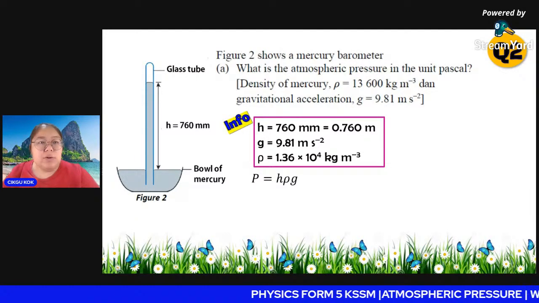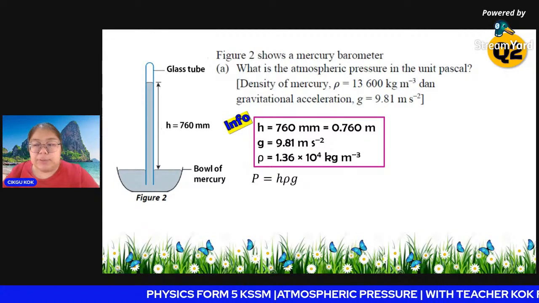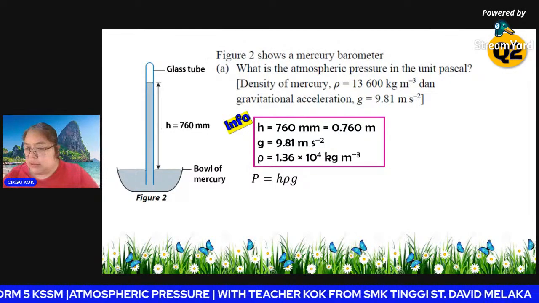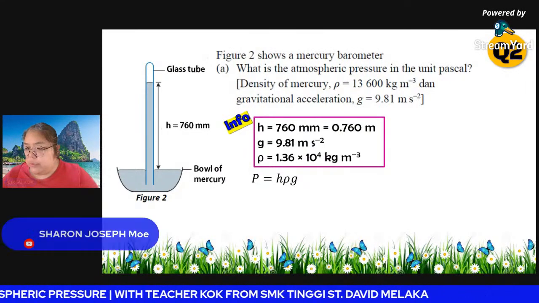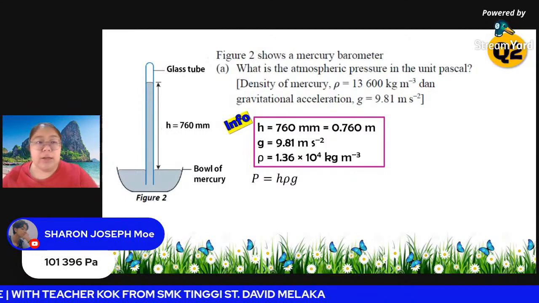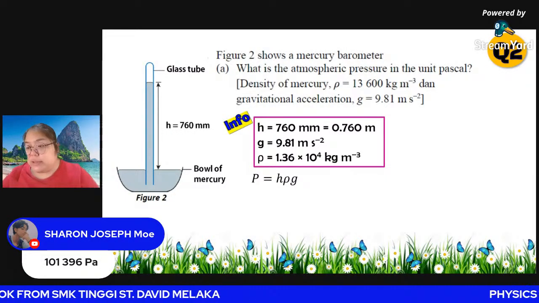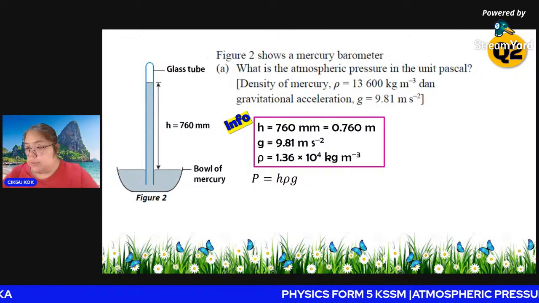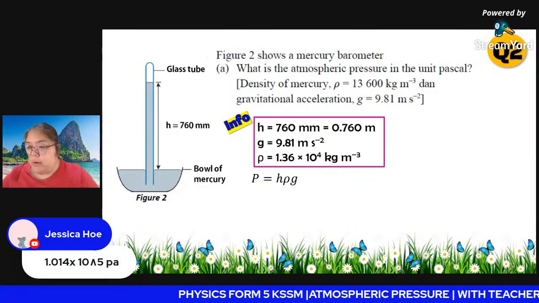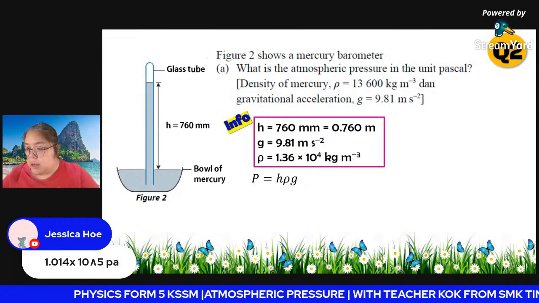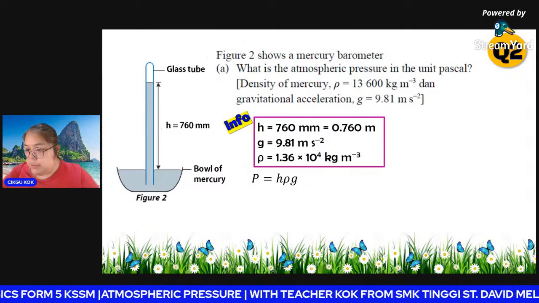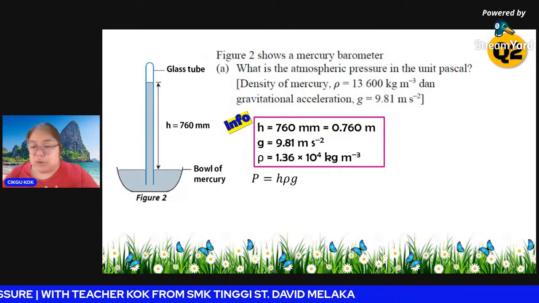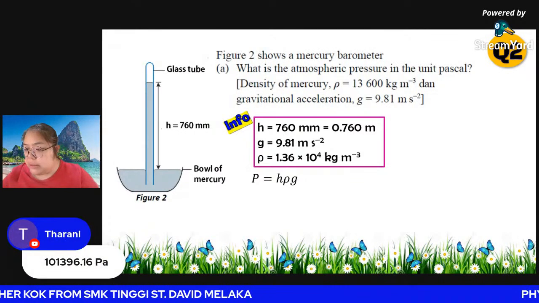Okay, 101, then 396 Pascal. Okay, the others, is it the same answer? Okay, so from here Sharon is the first one. So some give me the standard form. Standard form is okay. Standard form still okay. Okay, some is 1.014 times 10 power of 5, Jessica. Okay, some is 101. Okay, almost the same answer. If you want to change to kilopascal, also same. Okay, Tarani also gave me the same answer.